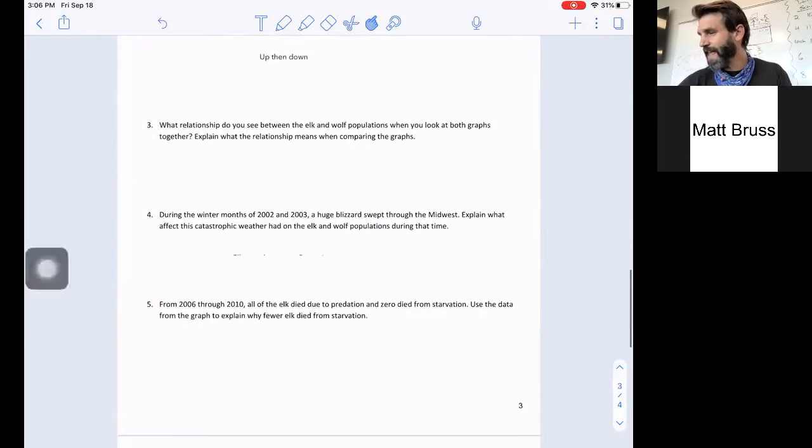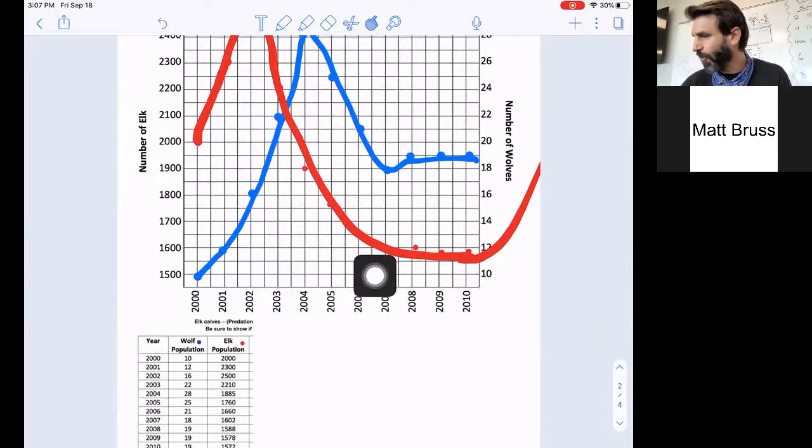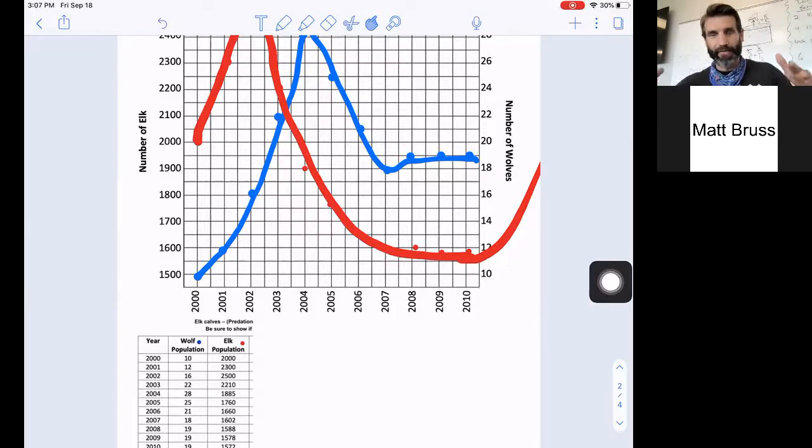And then we see in 2006 through 2010, all of the elk died from predation. None of them starved between 2006 and 2010. Well, why could that be? If you look at this graph here, the elk population is relatively low for this 10-year period. And that could have been a time where the food supply had started regenerating a little bit.